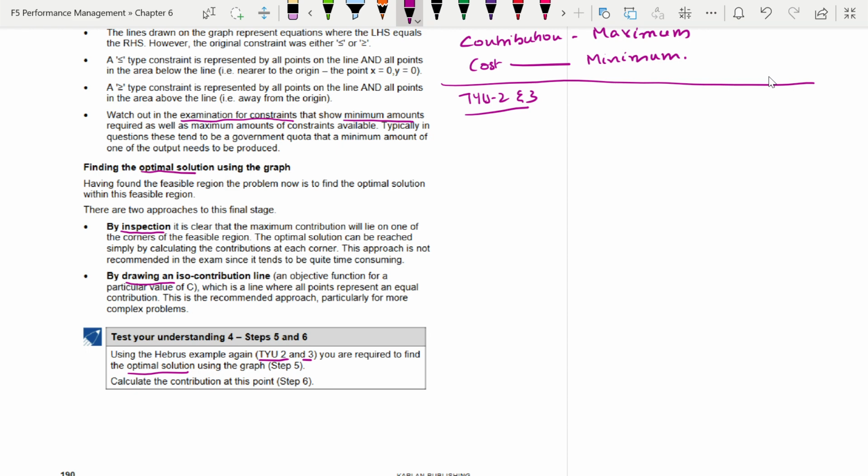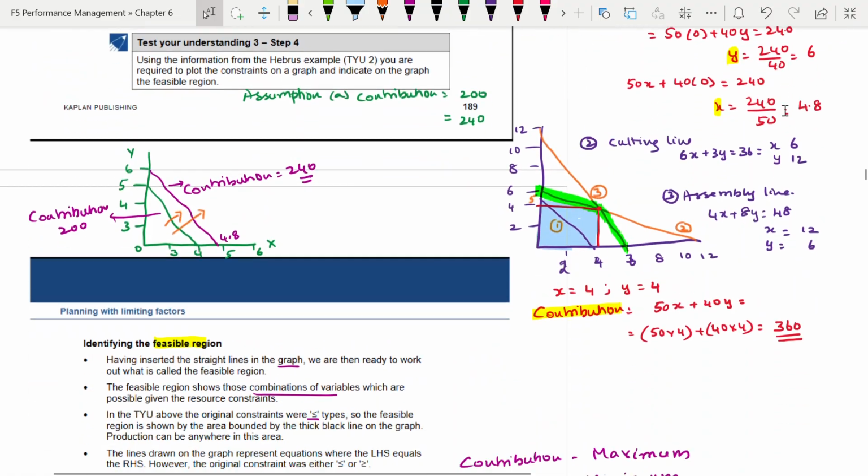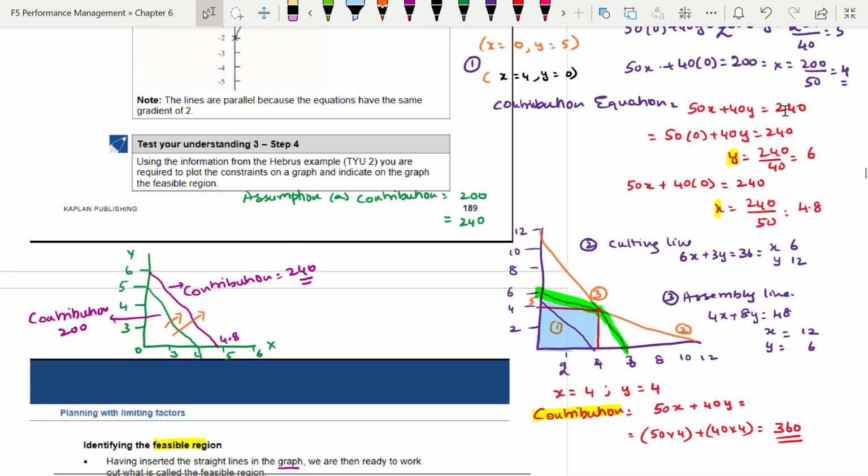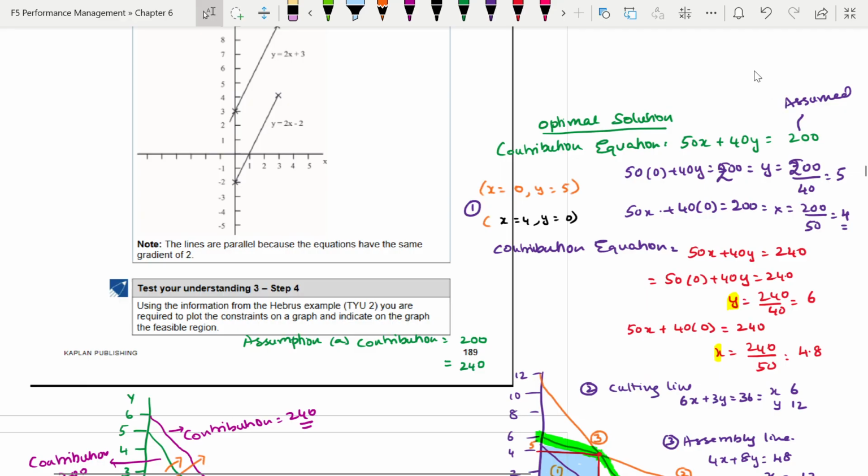In test your understanding 2 and 3, what we have done is we have calculated the contribution. Is it right? I will put the page number for you so that we will not get any confusion. See that it is the optimal solution. We have calculated the optimal solution here.